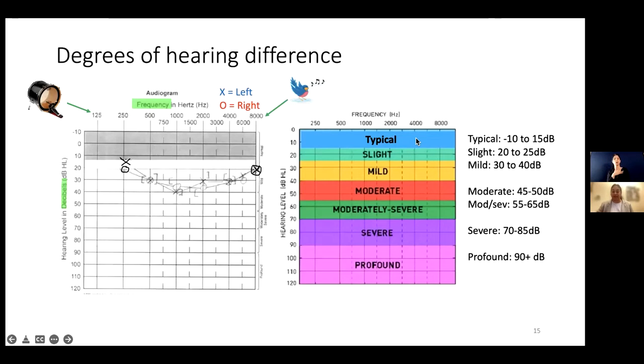So typical hearing is considered the ability to hear a sound between negative 10 and 15 decibels. A slight hearing difference is the ability to hear sounds between 20 and 25 decibels, mild 30 to 40 decibels, et cetera, et cetera. So in this case, when we look at this child's audiogram at 250 hertz in the left ear, again, the X is for left, their hearing threshold level is at 15 decibels, and 15 is considered typical. However, when we move to 1,000 hertz, their hearing threshold level is 40 decibels. 40 decibels is considered a mild hearing loss. So the degree of hearing difference will vary depending on the specific pitch or tone that you're referring to or talking about in that moment.